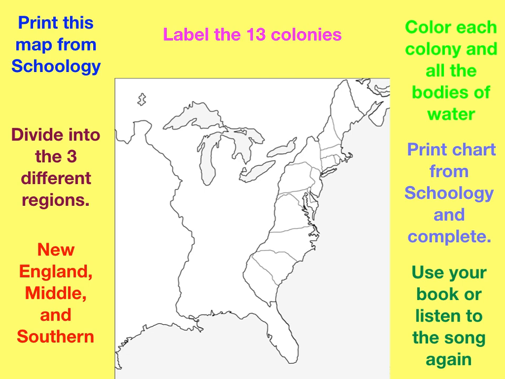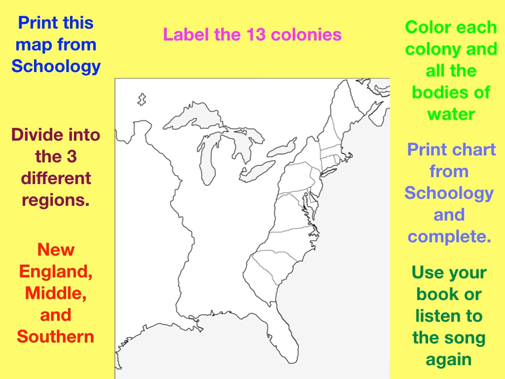You can always come back to this video and look at it. You're going to label the 13 colonies, and you can go back and listen to that song over and over again if you need to, or you can use your book, or you can even go on the internet and find it. You will label all the colonies. You will color each colony a different color, and you will then label the bodies of water. You will divide the colonies into their 3 different regions, the New England region, the Middle region, and the Southern region.